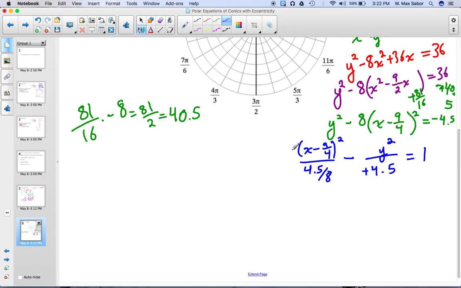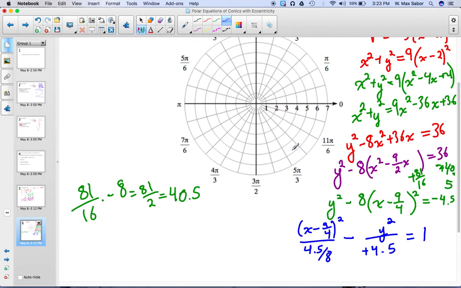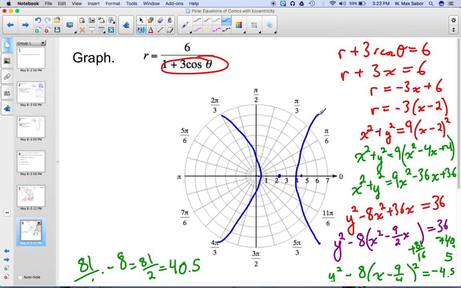So that gives us a sense of where the center is. The center is at 9/4, it's there. We know that the focus is here, and then the other focus is going to be an equal distance over there. And then we can use that to find what the hyperbola is approximately. That's a reasonable approximation of the hyperbola.